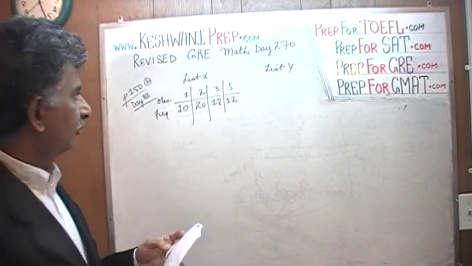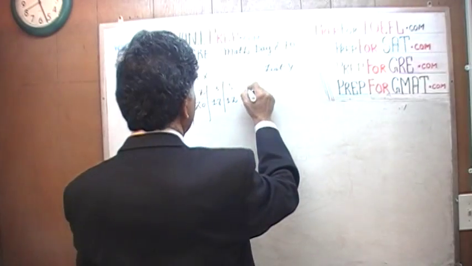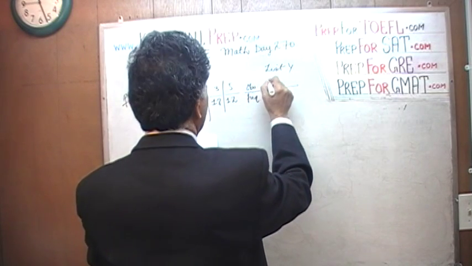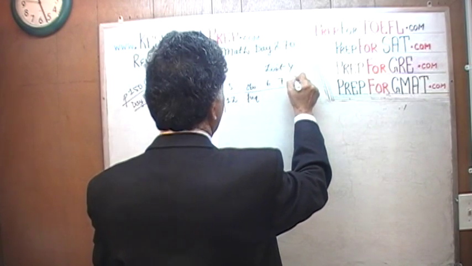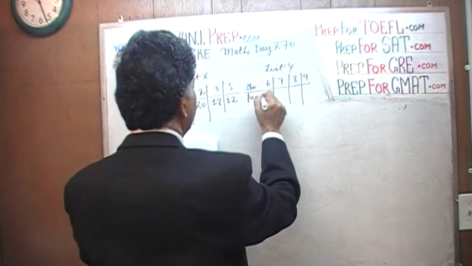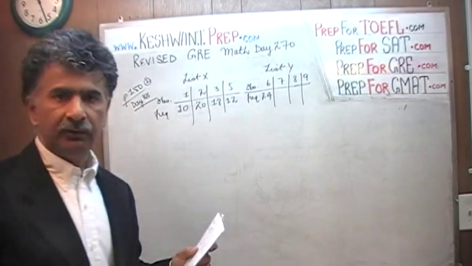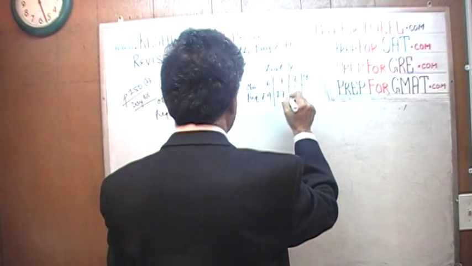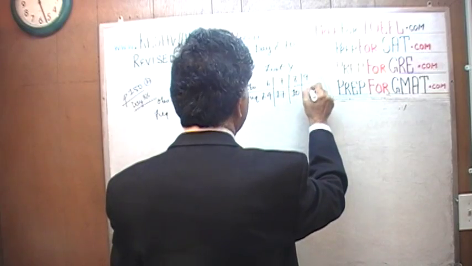Similarly, for the list Y, here is our observation. And here is our frequency. 6, 7, 8, and 9. We are told that we have 24 sixes, we have 17 sevens, we have 10 eights, and 9 nines.